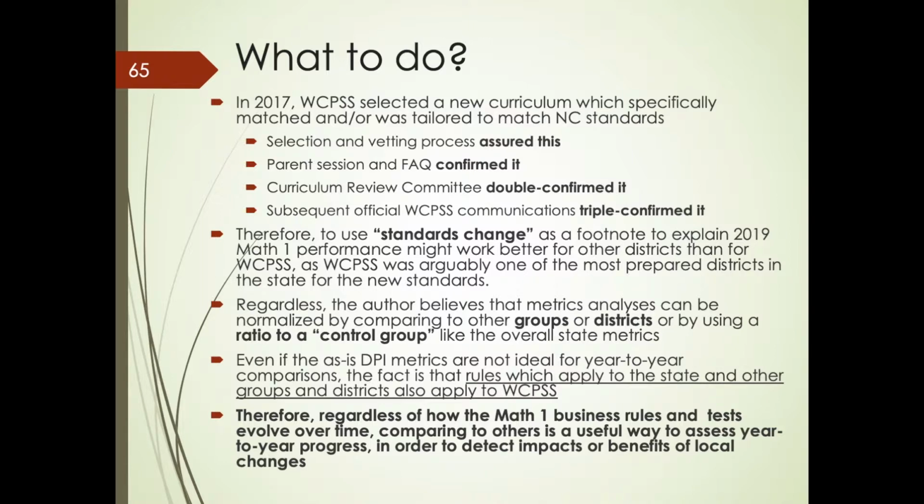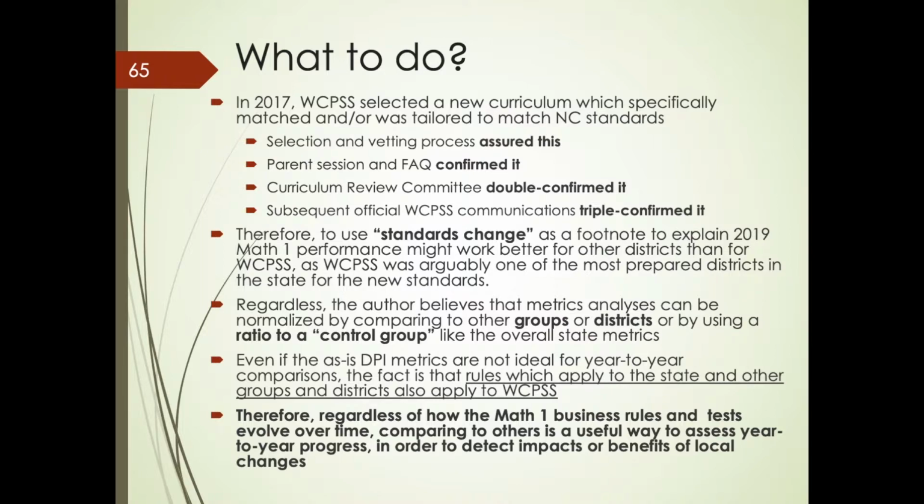Therefore, to use the idea that a standards change, which again we knew about for the last 3 or 4 years, as a footnote to explain 2019 math performance, that's something that might work better for other districts than for Wake County, because Wake County was arguably one of the most prepared districts in the state for these new standards. So regardless of what the impact of this new test was to the metrics for Math 1 for 2019, I think we can still get a meaningful analysis by comparing the 2019 numbers or any other numbers for other years by comparing it to other groups or districts, or by using a ratio to a control group like the overall state metrics.